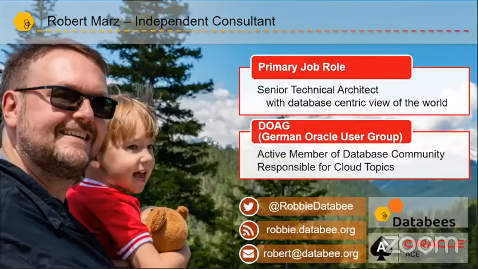So again, hello everyone. My name is Robert Marz. I'm an independent consultant, so freelance from Frankfurt in Germany. By the way, can you see my video? Yes. Okay, perfect. Frankfurt is the city right behind me. And as a freelance architect, as a freelance consultant, I'm usually acting in the role of a senior technical architect with a very database-centric view of the world. So all those Java architects out there are my personal friends.